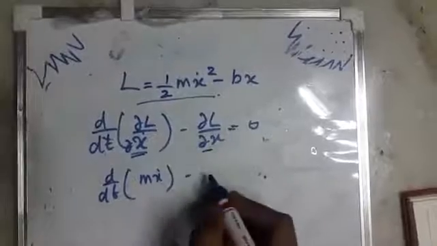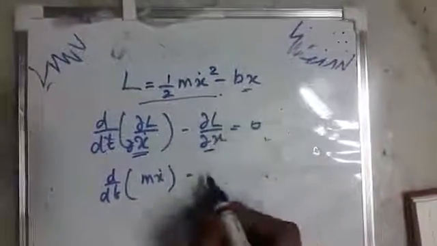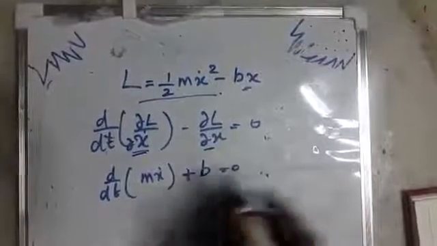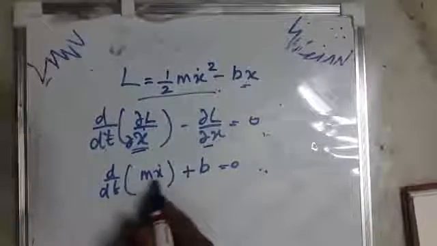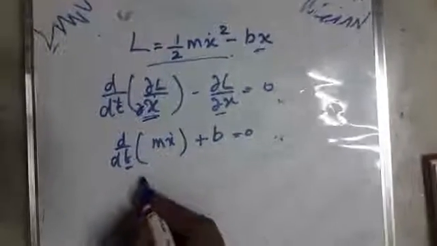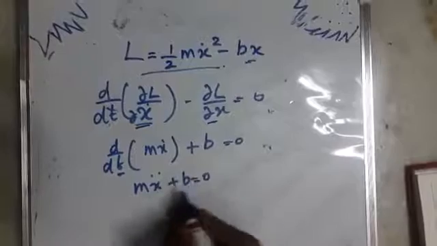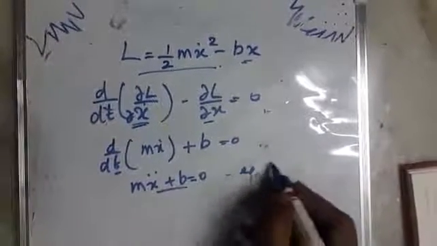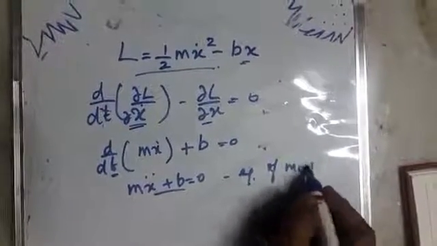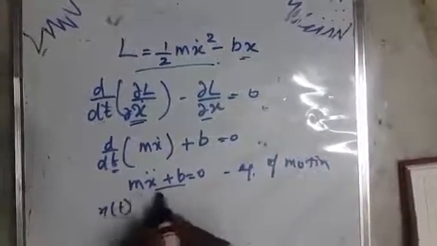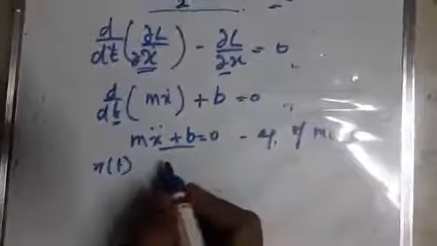and ∂L by ∂x is minus b, so minus of minus, plus b equal to 0. So differentiating m x dot with respect to time, we get m x double dot plus b equal to 0. This is the equation of motion. So what we want is the x of t. So we have to solve this equation of motion.